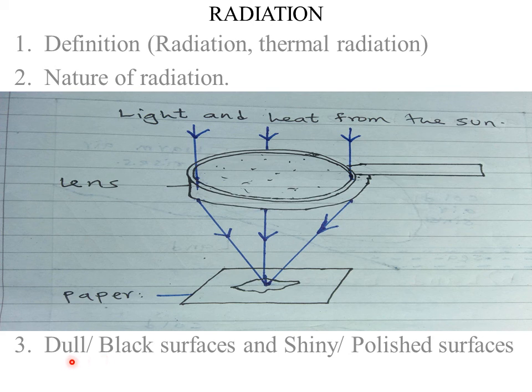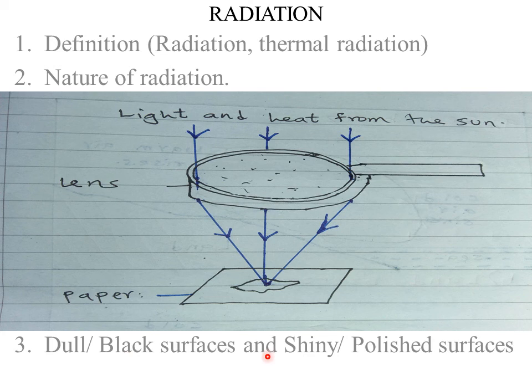To emit is to release or to take away. So materials which are good absorbers of radiations will also be good emitters of radiation. So dull or black surfaces are good absorbers of radiations, and they are also good emitters of radiations.